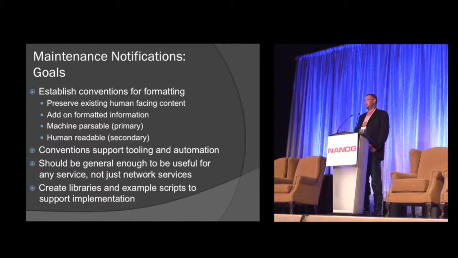Some maintenance notifications, and just to give a little detail on some of these, and I'll move forward fairly quickly. This is about establishing conventions for formatting that are standards. This is about preserving existing human-facing content, but also adding back-end formatted information that makes it easy for machines to parse them and yet still easily human readable. The conventions for supporting tooling and automation, the idea here is that it should be general enough and useful for any service and not just network services, and create libraries and example scripts to support implementation.